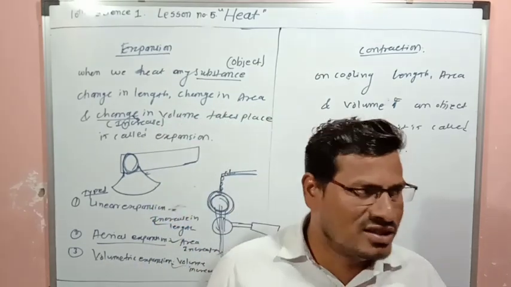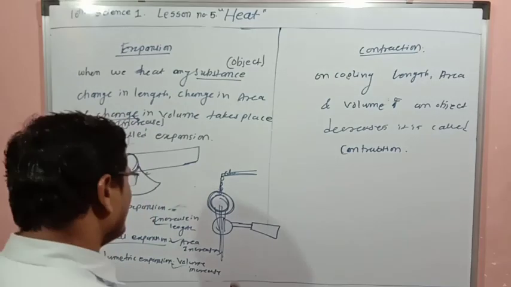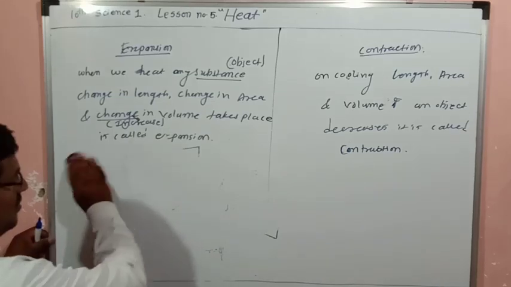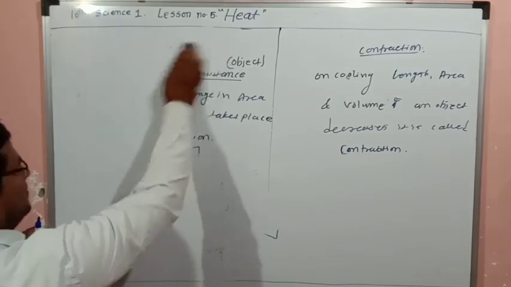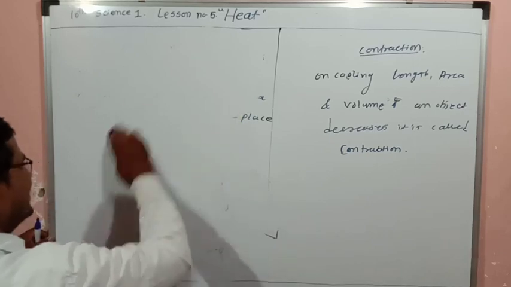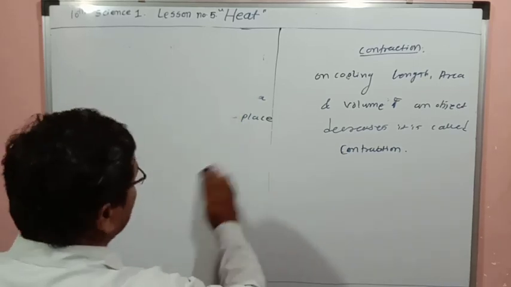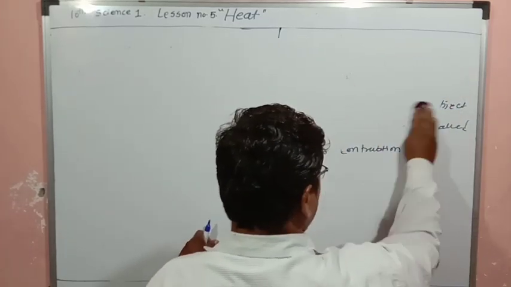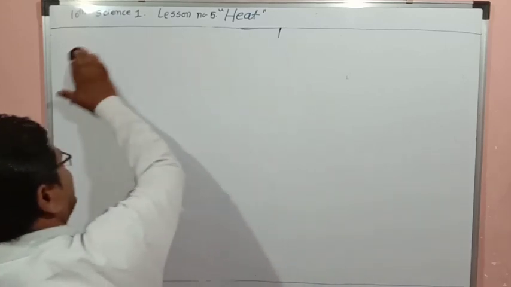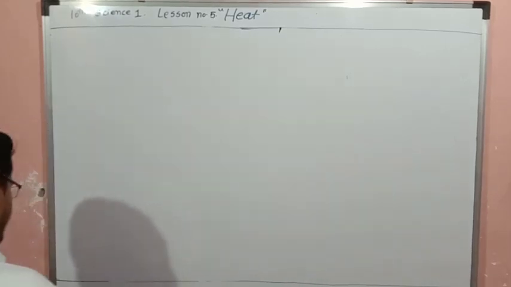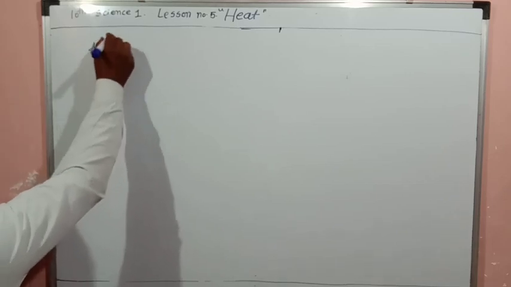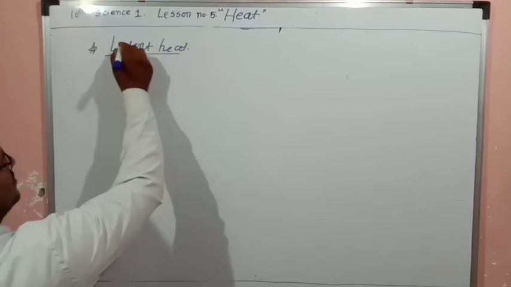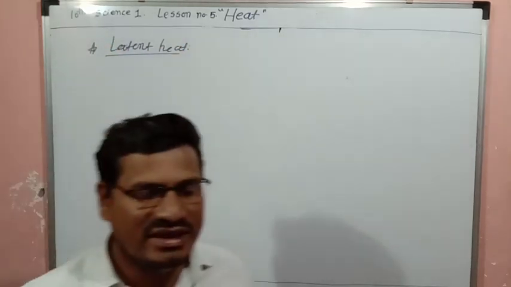Next thing is the next term is the latent heat. So what is latent heat? So if you will understand that expansion and contraction, then next terms are easy to understand. So next thing is the latent heat, and in that latent heat, there are 2 types of latent heats: latent heat of fusion and latent heat of vaporization. So next term is the latent heat. So this concept is new for you, but it is easy.